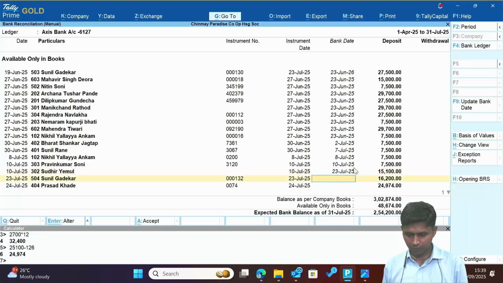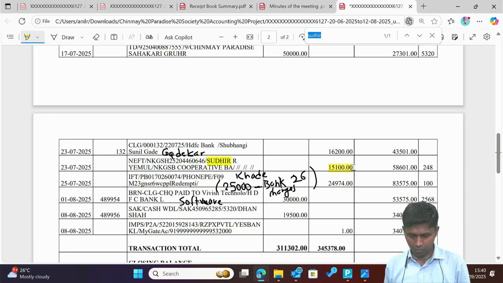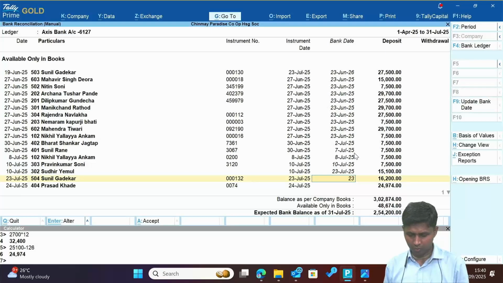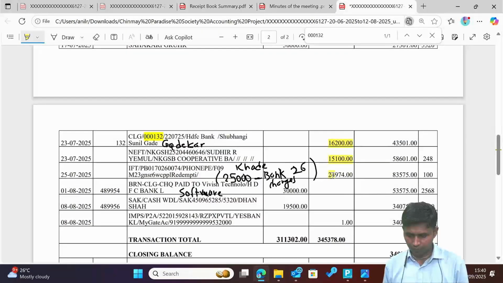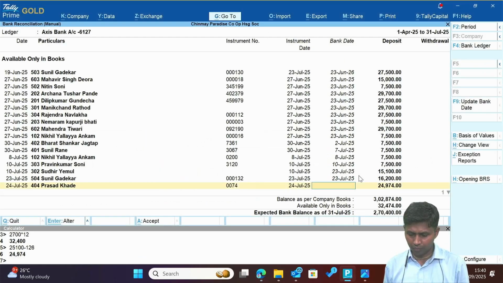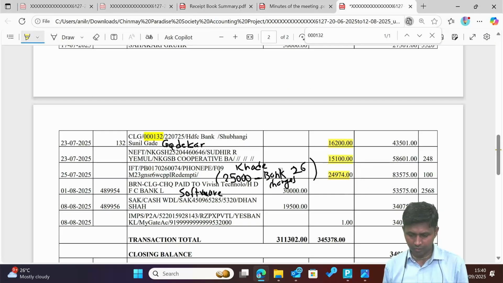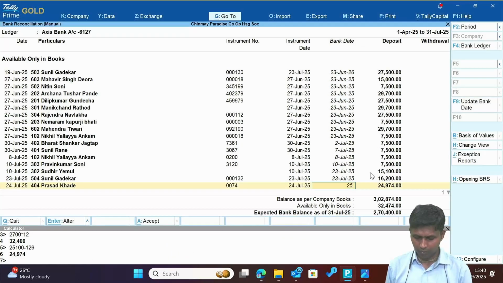Third July. Then Godacre, 000132. This is only 23rd July. Then this Prasad Kade. Yes, amount is matching, 24,947. We have booked it for 126 rupees. Correct. Bank charges, 25,700, 25/7.